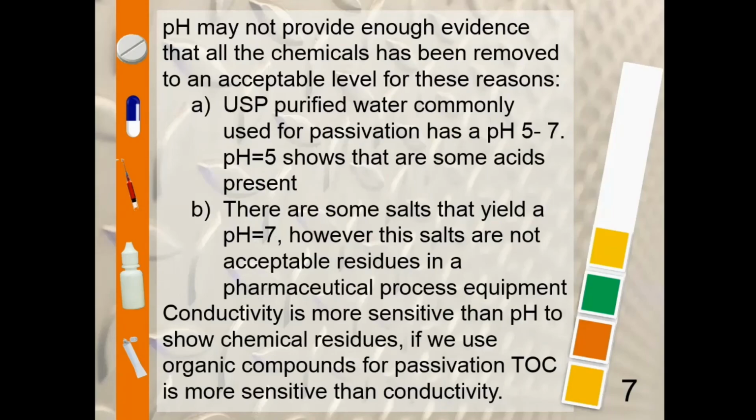From time to time, I have seen some misunderstanding about pH as evidence of removing chemicals. Hydroxides and acids that we use for cleaning and passivation have an extreme pH. However, it's possible to have a neutral solution with many chemicals in it. Also, keep in mind that purified water by itself can have a pH between 5 and 7. Some fast methods to measure residues are conductivity, and if we use organic compounds for cleaning, TOC.